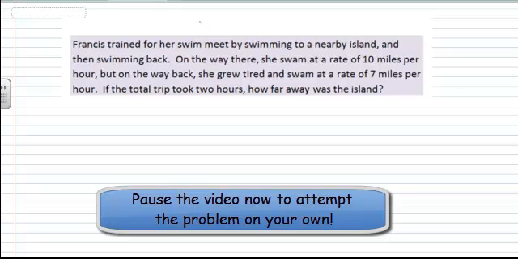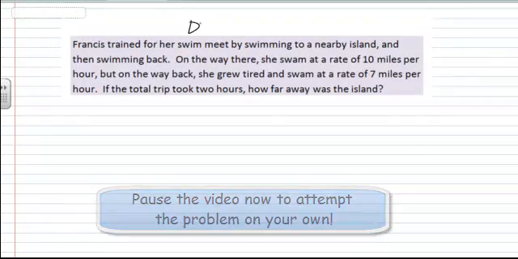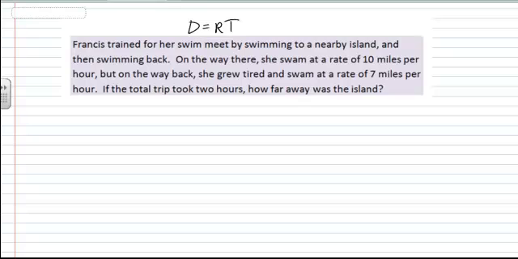This is a distance equals rate times time problem, and it has two legs, the leg on the way there and the leg on the way back. This type of problem can be very confusing if you don't structure your work in a way that's easy for you to understand and to keep organized.